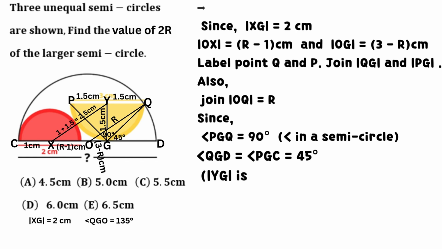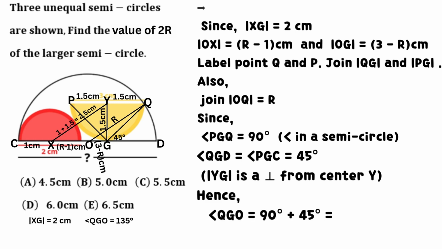We have that angle QGD equals angle PGC, which equals 45 degrees. Line YG is a perpendicular line from center Y. Hence, angle QGO equals the sum of 90 degrees and 45 degrees, which equals 135 degrees.